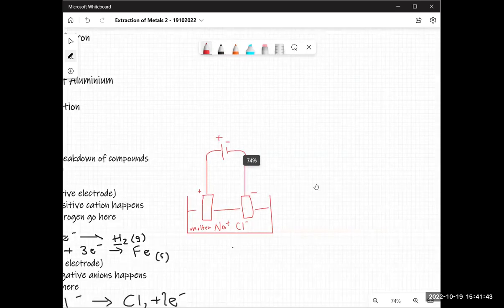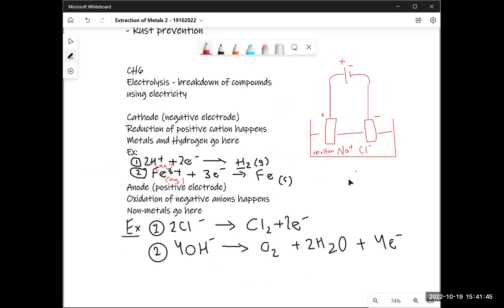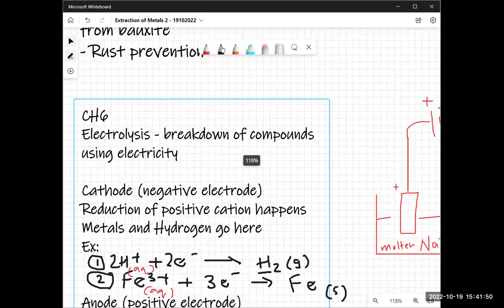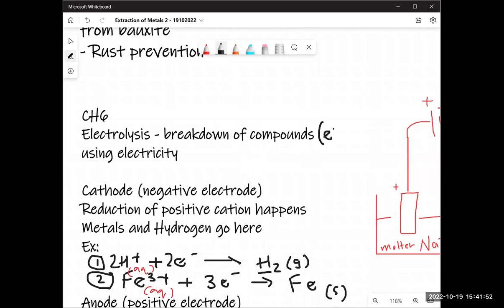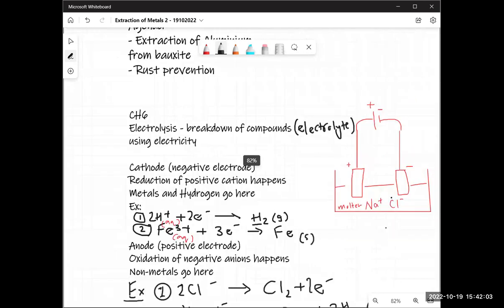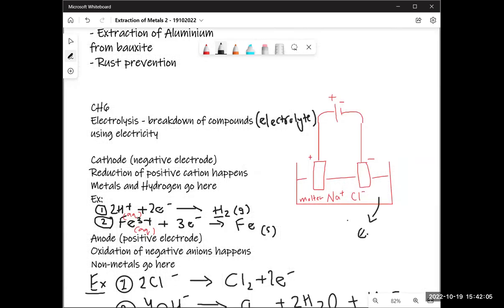Now, this thing right here is called, all right, just write one more thing here. After compound, write in brackets, electrolyte. Fine. Breakdown of compounds, put brackets, electrolyte. This is called electrolyte.